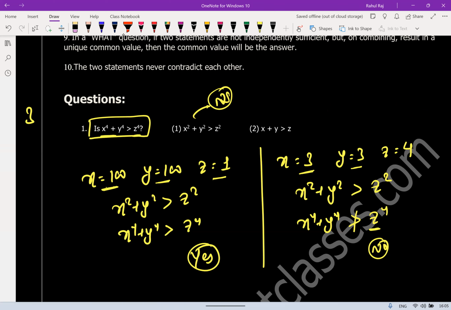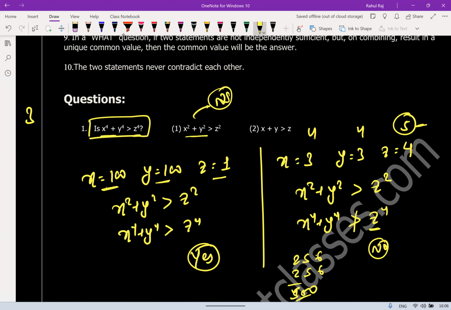I'll just show it to you. I can take here 4, 4, 5. That would also make sense because 4 square plus 4 square is what? 16 plus 16 greater than 25. Statement number 1 is done. But 4 to the power 4 plus 4 to the power 4 is what? 256 plus 256. 5 to the power 4 is what? 625. So 200, 200, it is 400, 56, 56, 100 more. That is 500 something you will get here.